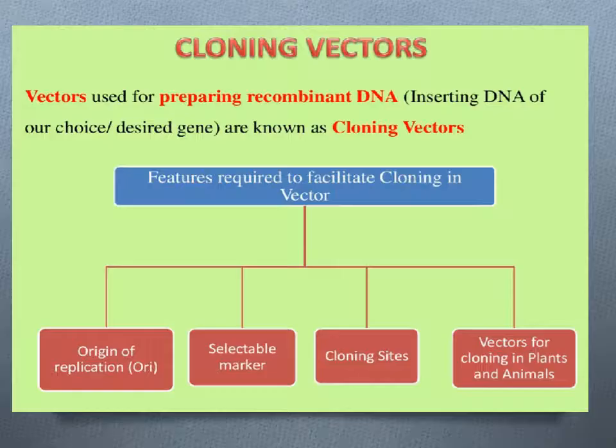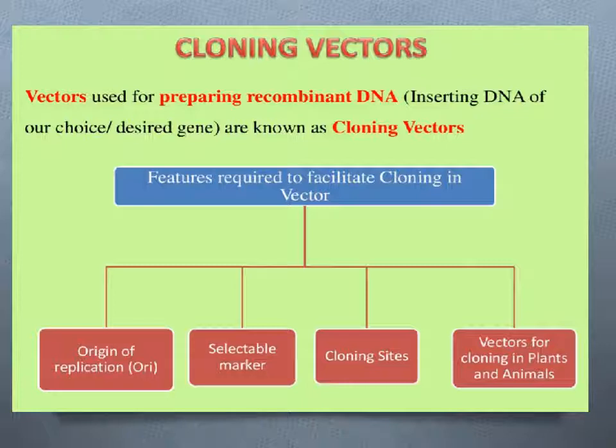Now, as I said, we need vectors to clone the DNA. The vectors are the carriers or vehicles of the desired DNA fragment, which can undergo independent replication to increase copies of desired genes. Examples: plasmids, bacteriophages, etc.